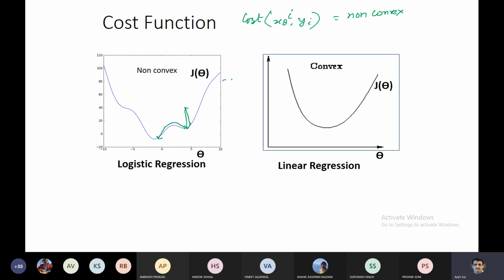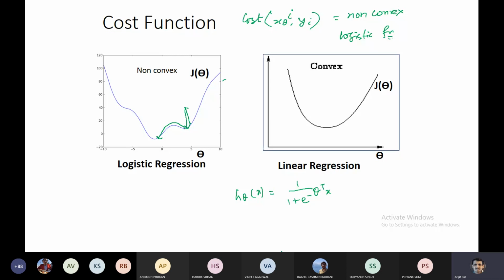So this is the problem of logistic regression: the cost function, due to this logistic function. Why is it so? Because our h theta x is 1 by 1 plus e to the power minus theta transpose x, due to this exponential function. If we just do this kind of squared sum, this will happen. So what can we do to get rid of this problem?